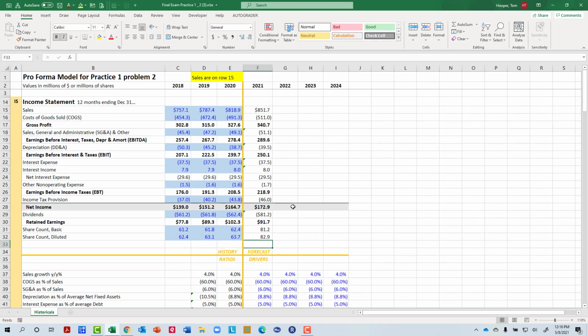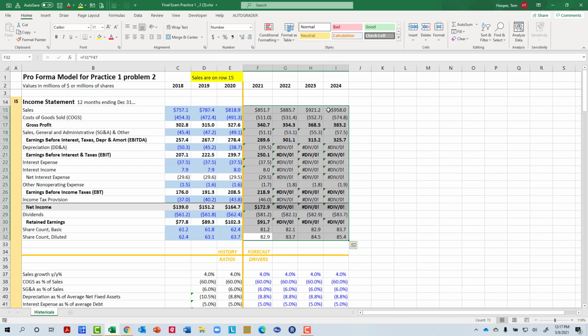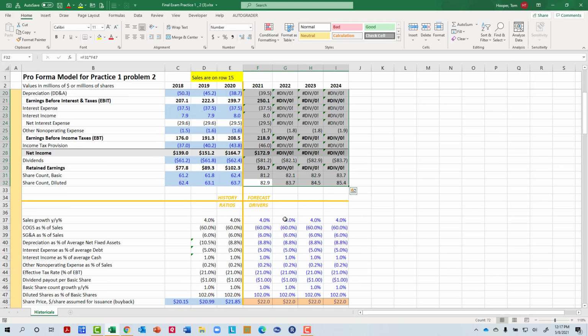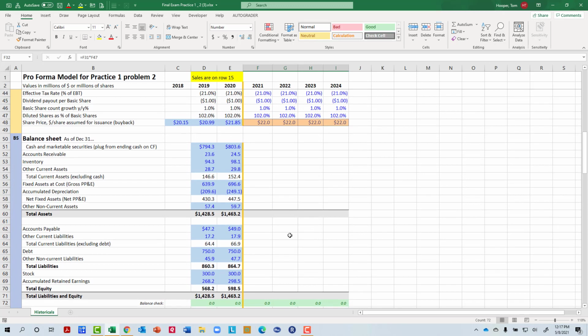Now we should be able to forecast this control. Whoa, that was not control. Should be able to come up here and control R. And we're not worried about these divided by zeros because we're about to go in and populate the balance sheet.